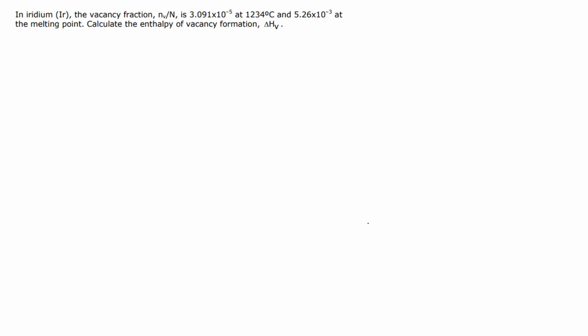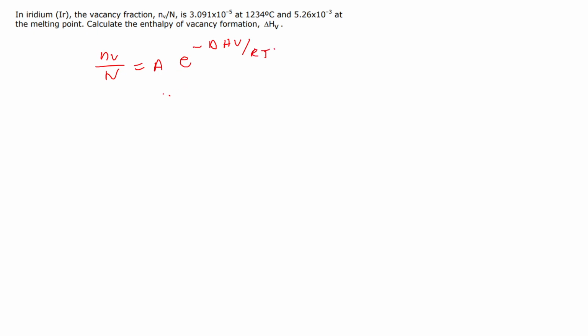This last one is also the same formula. You have to use NV is equal to N times. See the question: in iridium, the vacancy fraction NV by N is given at a temperature and at the melting point. Calculate the enthalpy of formation delta HV. That is nothing but NV divided by N is equal to A times e to the power minus delta HV divided by RT. That's it.